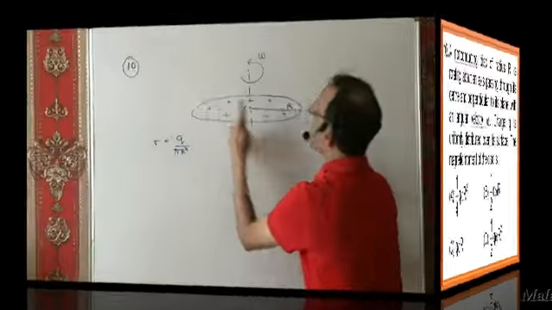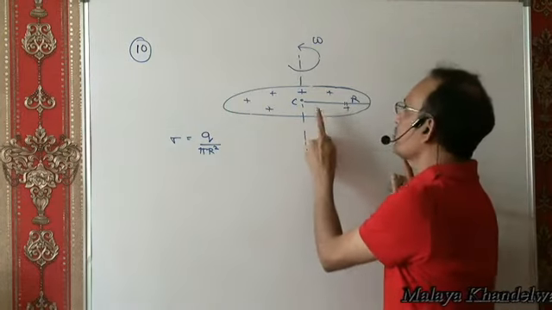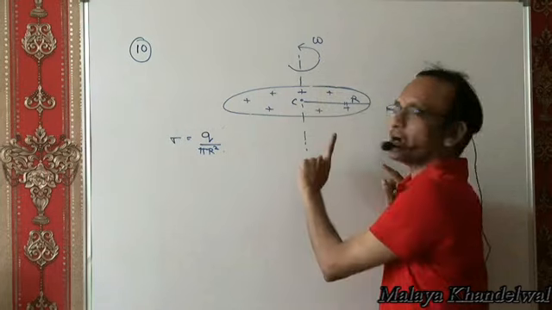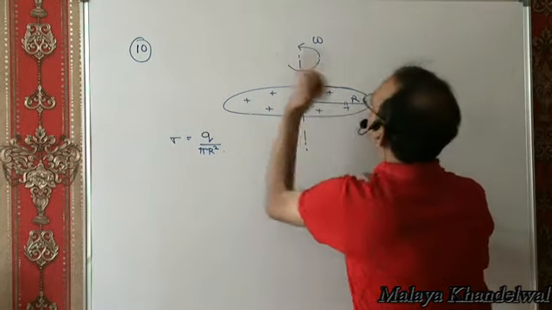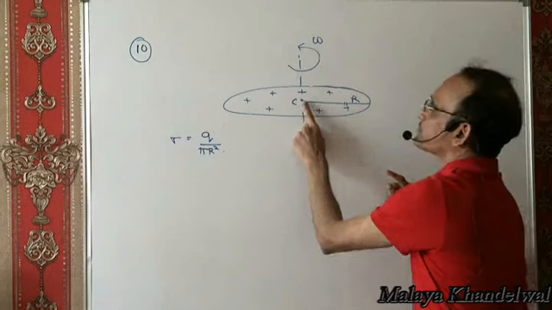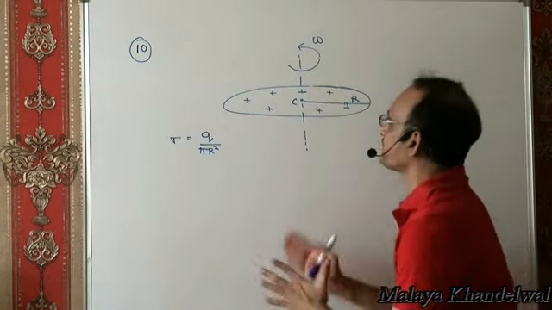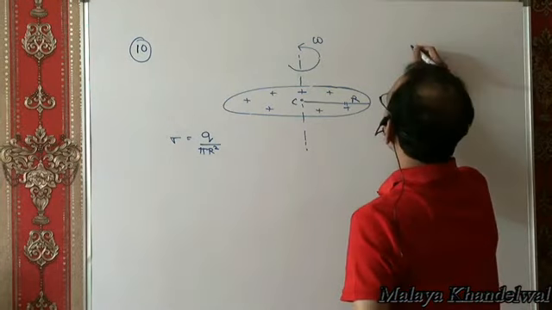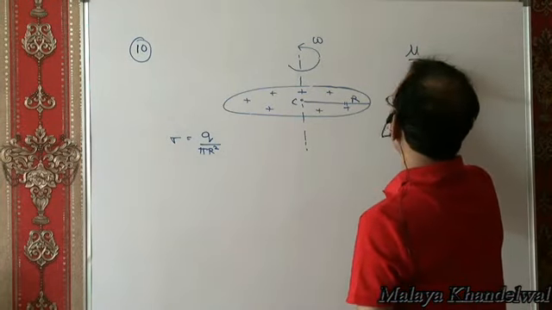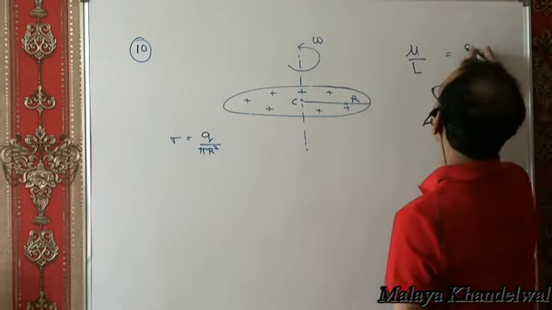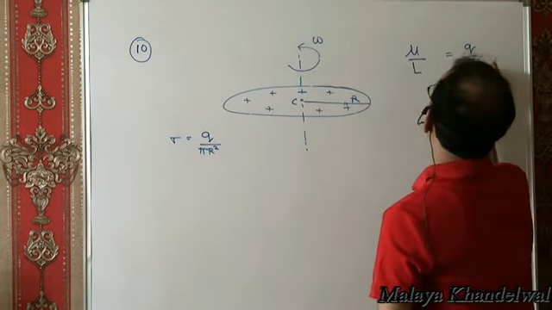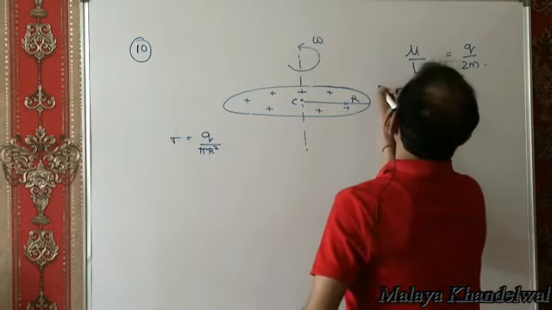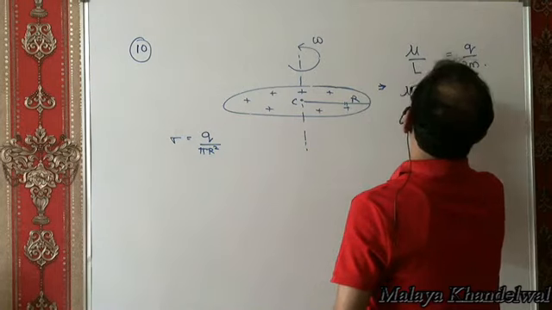We have a non-conducting circular disk of radius r centered at C, and charge q is uniformly spread on the surface of this disk, and it's given an angular velocity omega about its axis. We want to be able to compute the magnetic moment of this disk. What we do is we use the formula: magnetic moment mu by angular momentum L is charge q divided by 2m. That's the gyromagnetic ratio. So then that gives us mu equal to, and what's L?